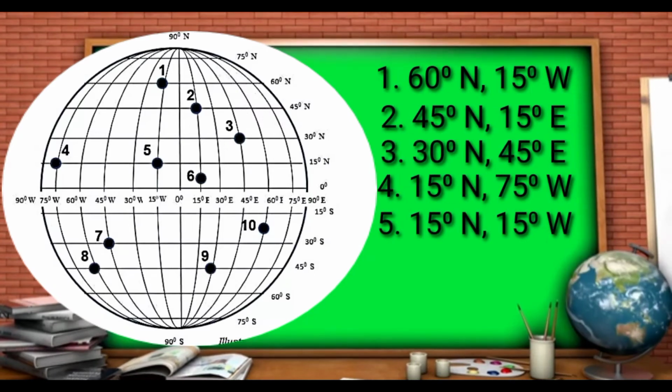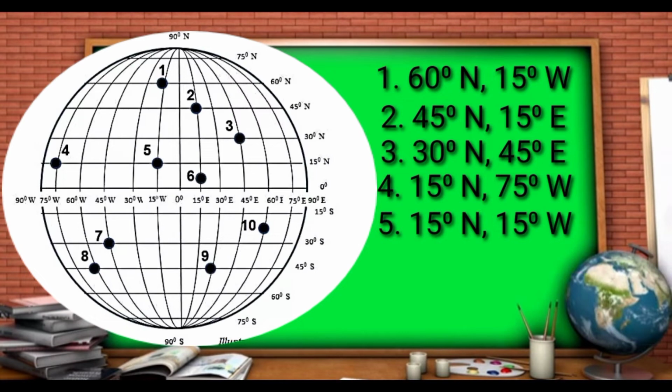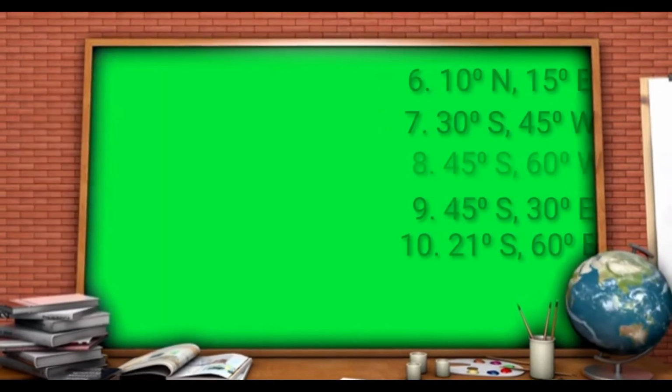Here are the answers. 1. 60 degrees north and 15 degrees west. 2. 45 degrees north and 15 degrees east. 3. 30 degrees north and 45 degrees east. 4. 15 degrees north and 75 degrees west. And 5. 15 degrees north and 15 degrees west.